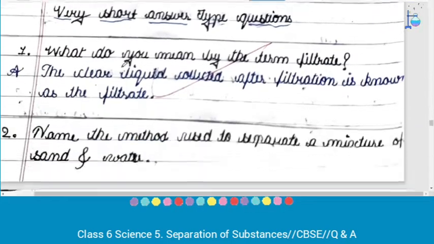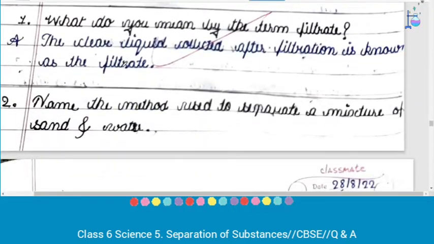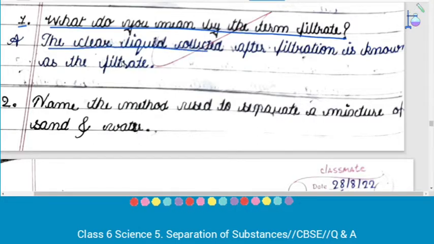First one, what do you mean by the term filtrate? Filtrate means the clear liquid collected after filtration is known as the filtrate.